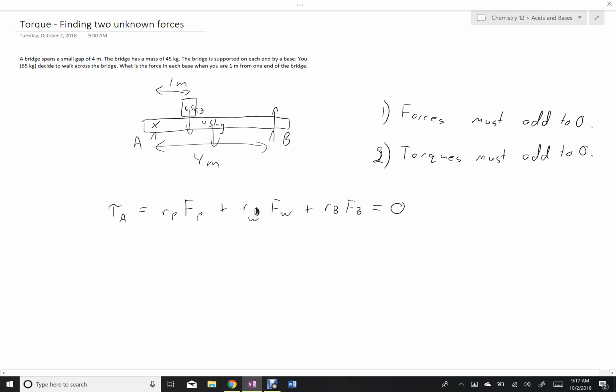Now, first of all, the radius of the person is 1 meter. And the force of the person, what we mean here is the force of gravity acting on the person, will be 9.8 newtons per kilogram times 65 kilograms.